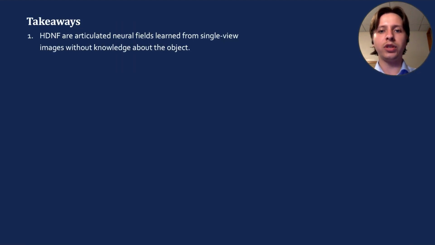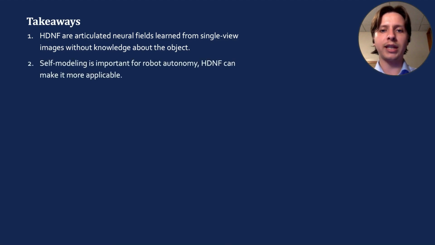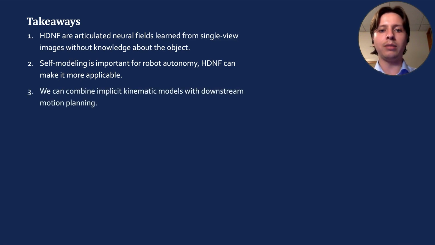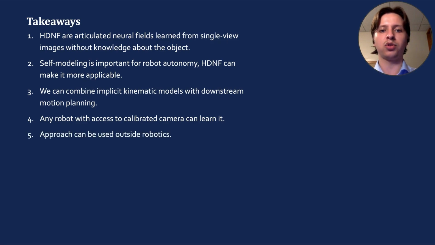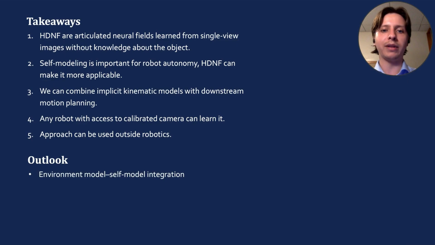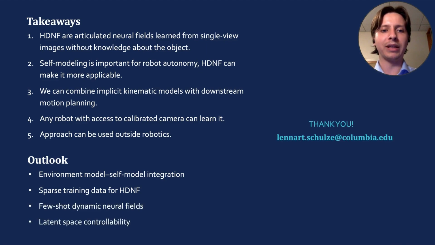In summary, we introduce high degrees of freedom dynamic neural fields, a method for articulated 3D reconstruction of objects from individual 2D images without prior knowledge about the shape and function. Using HDNF for robot self-modeling allows the robot to learn its own kinematics implicitly from images, which brings us a step closer towards end-to-end autonomy. Our method is integrated with downstream motion planning, and any robot with camera access can learn it. We foresee applications also outside robotics, which would benefit from extensions regarding environment actor integrated models, fewer training data, better generalization, and latent space controllability.